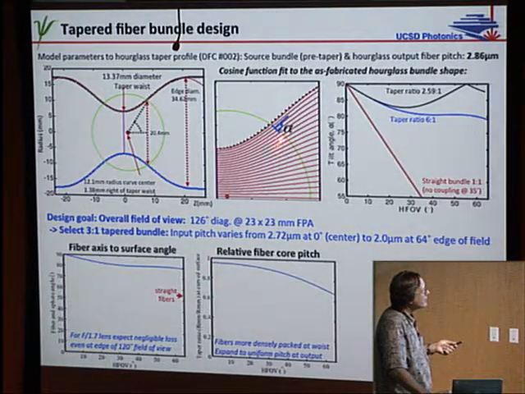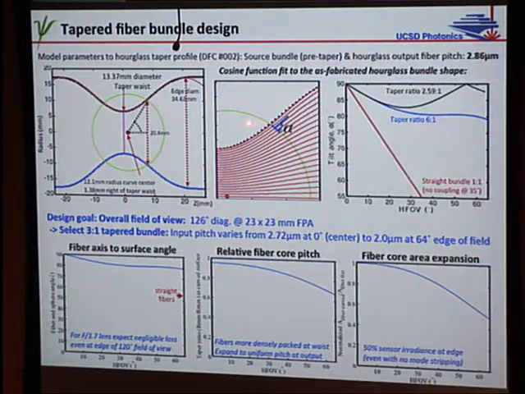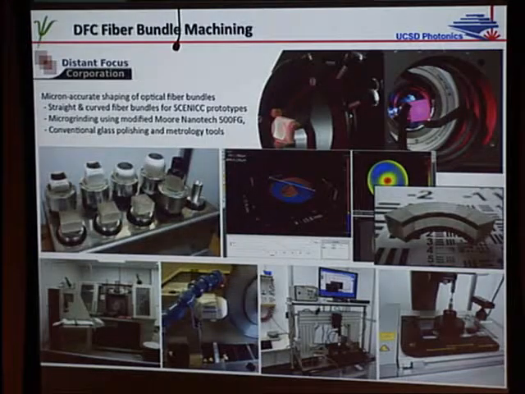The core pitch changes from this point to that point. That proves to be a problem because when the core expands, even though all the light is coupled from here to there, it gets dimmer. You're spreading it over more area. So we're going to see some vignetting across the field, not from loss, but from expansion of the image. But it should work. All you have to do is build it.